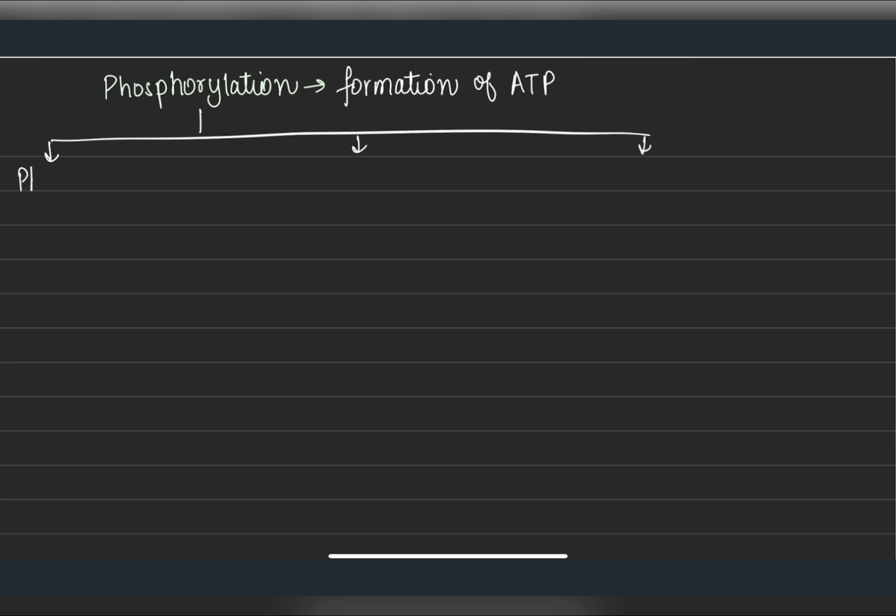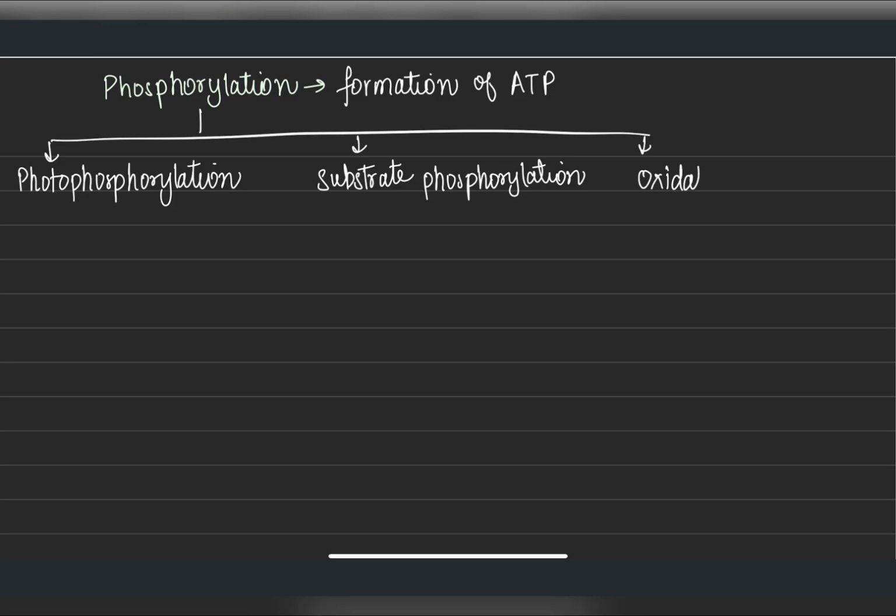Number 1 is photophosphorylation. Number 2 is substrate phosphorylation, and number 3 is oxidative phosphorylation.